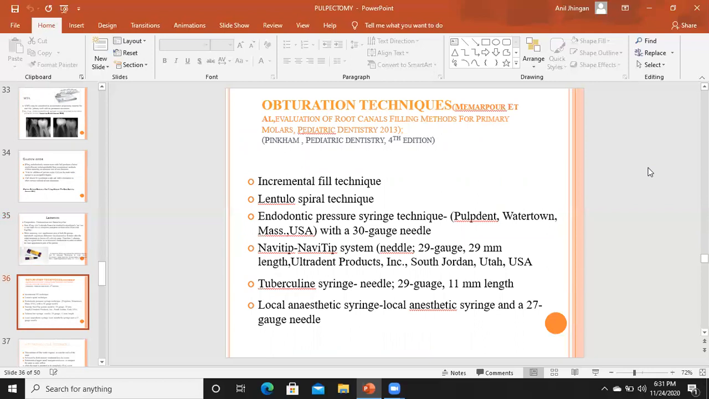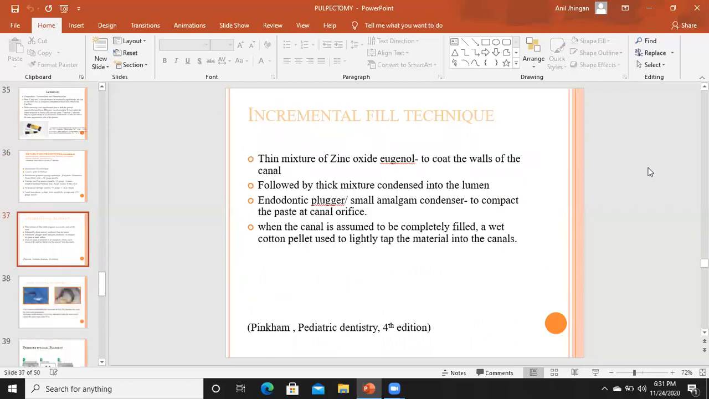Now, coming on to the obturation techniques, there are different obturation techniques that can be used. It includes the incremental fill technique, Lentulo spiral technique, endodontic pressure syringe technique, Navitip system, tuberculin syringe, and local anesthetic syringe, which can be used for filling.